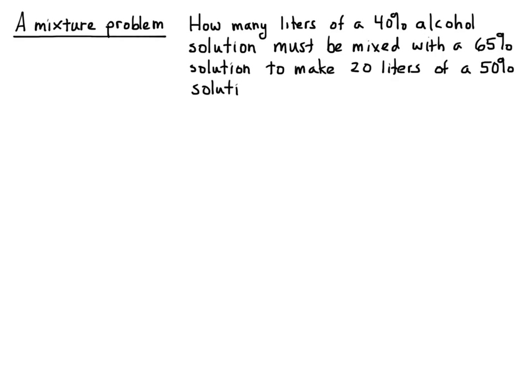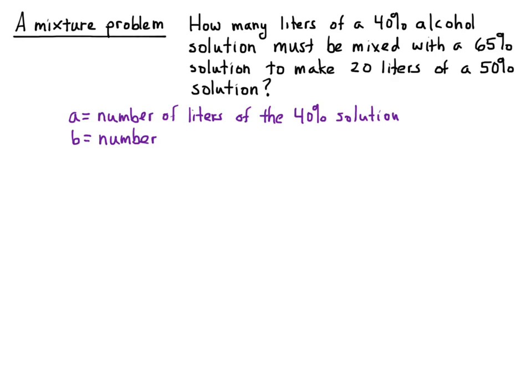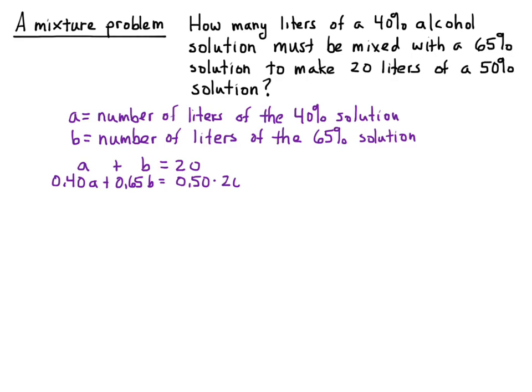of a 50% solution. All right, so we're going to say A is the number of liters of the 40% solution, and we're going to say B is the number of liters of the 65% solution. And so we can make two equations with this now. We know that the total amount of A plus B equals 20. And then we also know that 40% of A plus 65% of B equals 50% of 20. So from here, I can just multiply by 100 and get my 40A plus 65B equals 1,000.